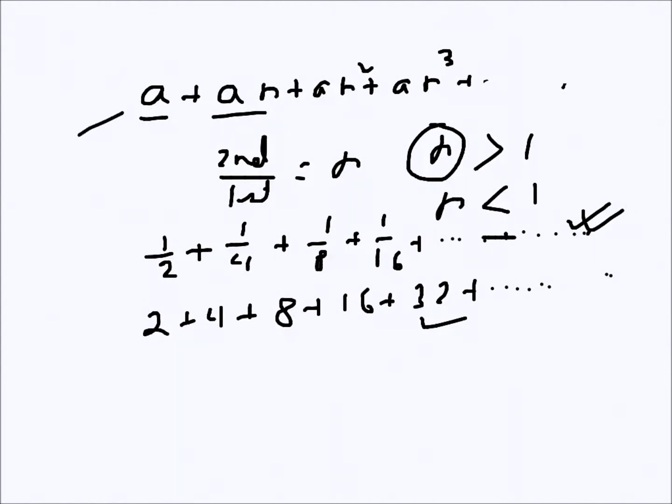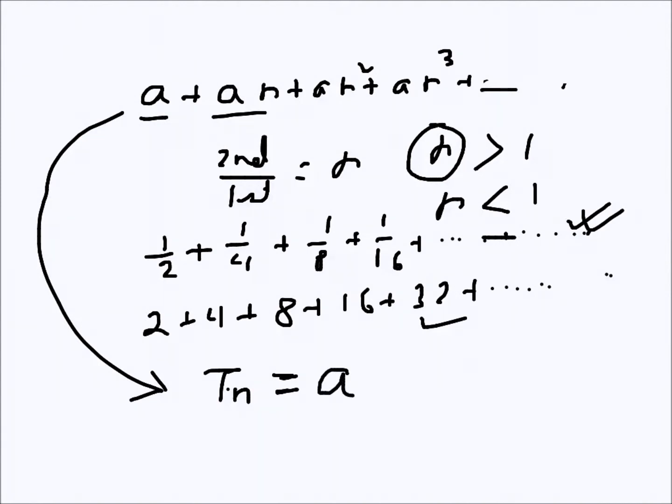Now if we look at this one, the nth term is something like this, just like in an arithmetic series we had a formula for the nth term. Here also we have one. So the second term is ar, the third term is ar squared, so the nth term will be ar to the power n minus 1. This is the nth term.